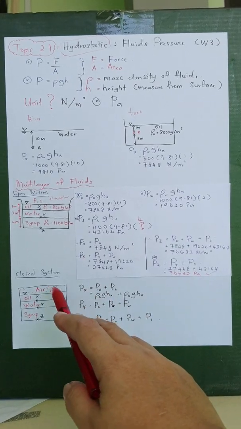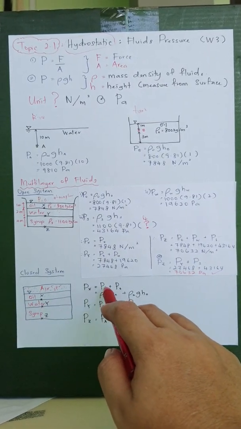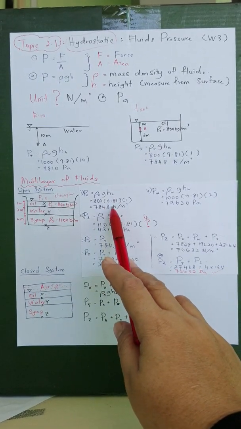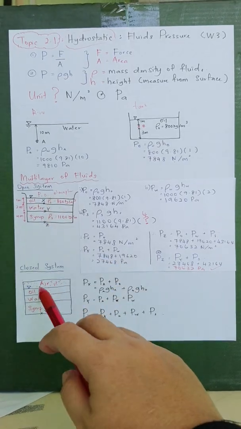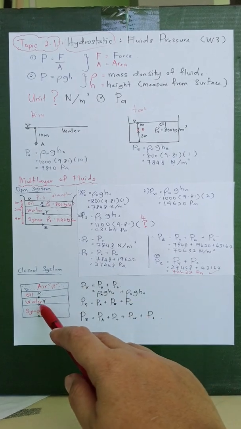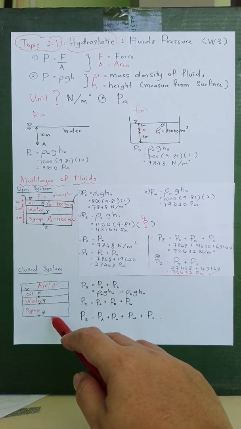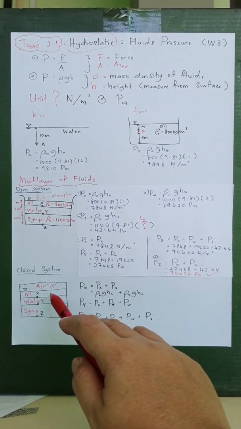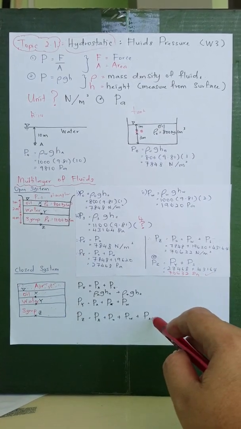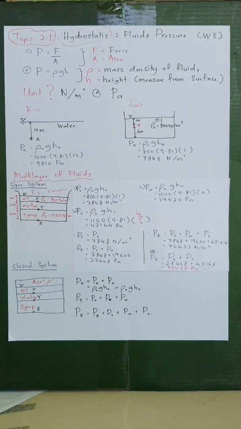Tapi bezanya closed system dengan open system is, tengok nak calculate pressure dekat X ini equal to PA plus P oil, sebab berada oil dekat atas X kan. If open system, kita hanya tambah oil saja. Kalau closed system, kita kena tambah air dengan oil. Berapa pressure at Y? PA plus P oil plus P water. What is the pressure at Z? Equal to PA plus P oil plus P water plus P syrup. Itu saja bezanya. Okay. That's all for page number 1.